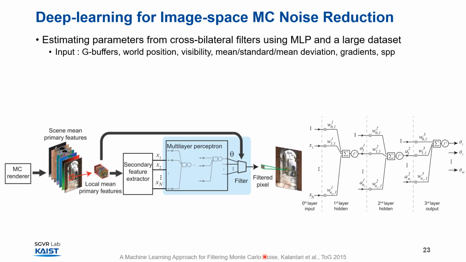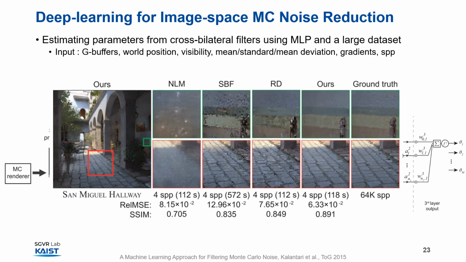The pioneering work applying deep learning used MLP to estimate filter parameters for cross-bilateral filters. It used more than 20 channels of inputs and thousands of images for training. And this work surpassed most classic approaches for Monte Carlo noise reduction.